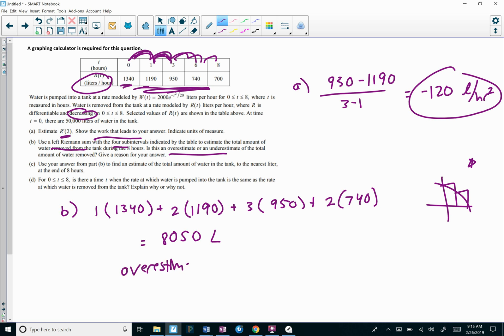Overestimate because R is decreasing. And you have to have that. If you don't have that R is decreasing, you did not get that point. This was a total of 3 points, which I thought was pretty straightforward, 3 points. One for actually doing the sum, one for getting the answer, and one for your reasoning.